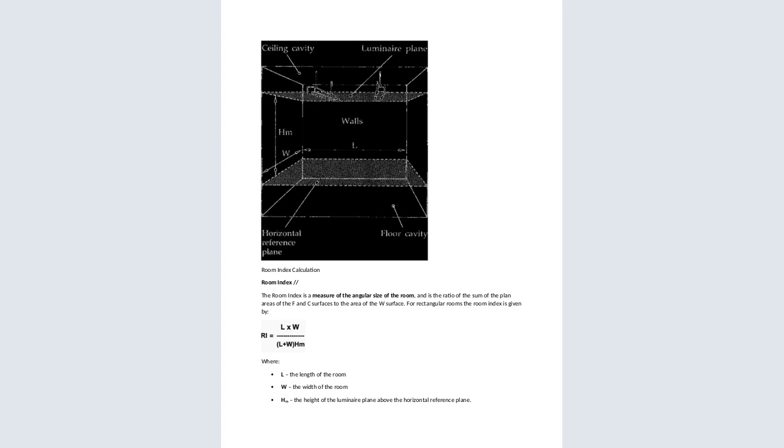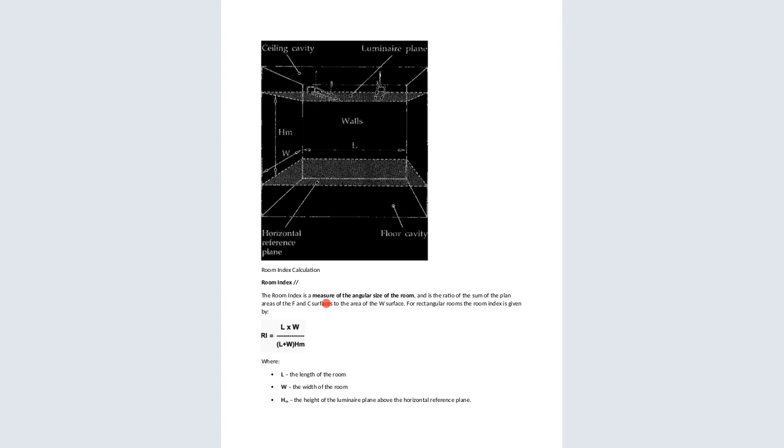So you can now see room index calculation. If you want to calculate the room index, you can see the walls here, the luminaire plane and the ceiling cavity, the floor cavity and the horizontal plane. So room index is the measure of the angular size of the room, that is the length, the width, the height. That is the room index.